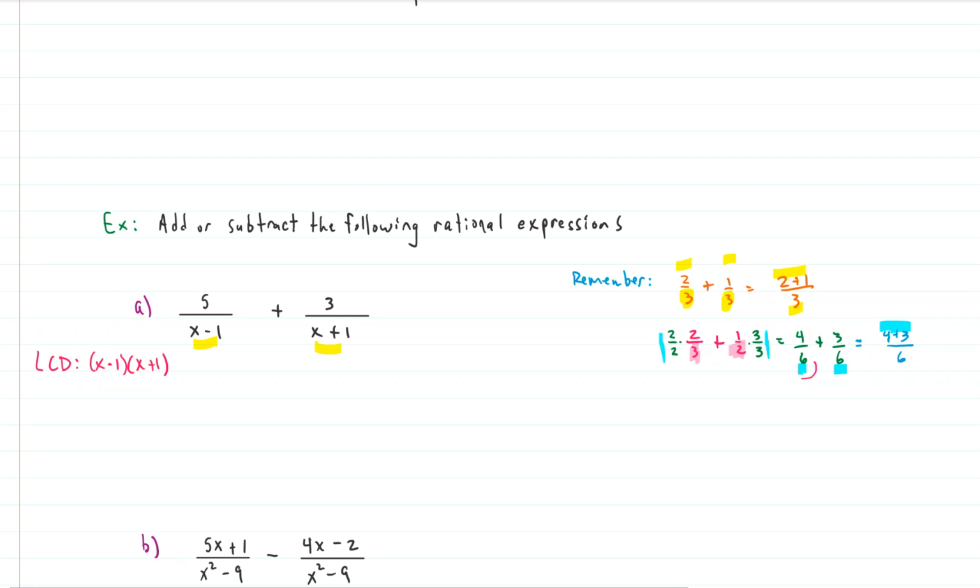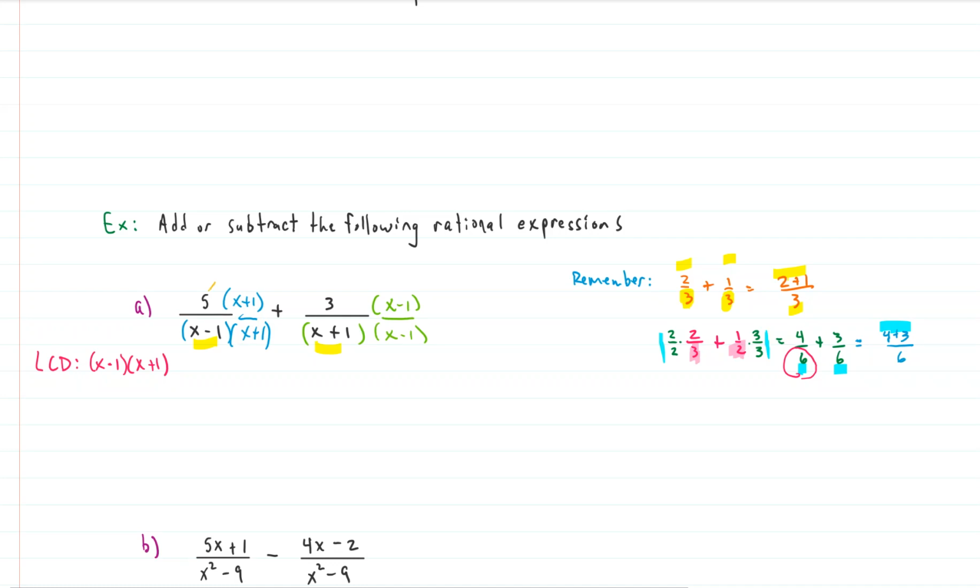For example, back here 6 was our LCD, and we multiplied 2 by 3 to get 6. We need to convert both of these denominators into that common denominator. So I'm going to multiply the left one, 5 over x minus 1, by the one that's missing, so x plus 1. And what we do at the bottom, we're also going to do the top, so that we're in effect multiplying by 1, which doesn't change anything. And on the right, we're going to multiply by x minus 1 over x minus 1.